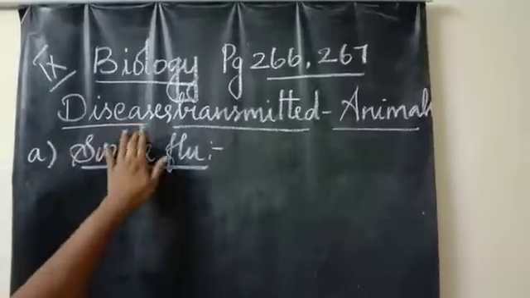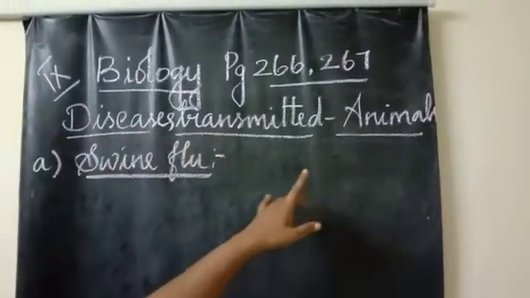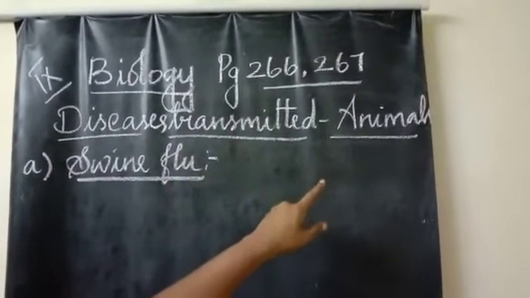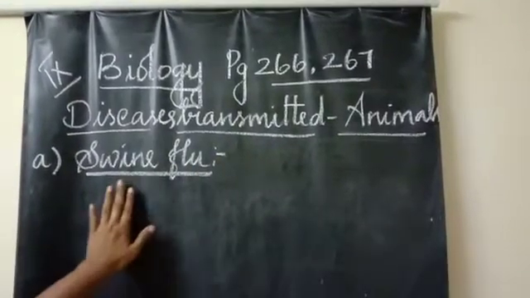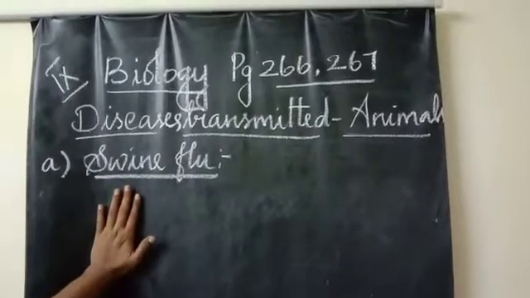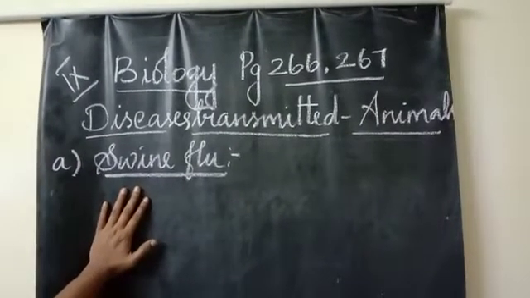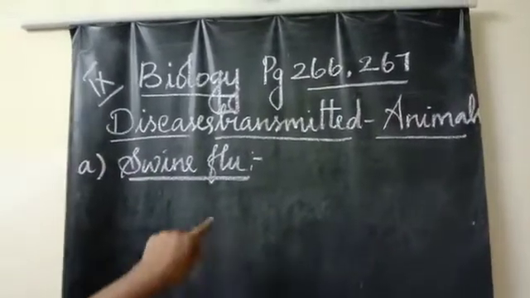Let us see about the diseases transmitted by animals. Here animals are the vectors. Through animals, what all diseases can spread? Here we have swine flu, and one more we are going to see is avian flu. So these two are the topics we are going to see today.